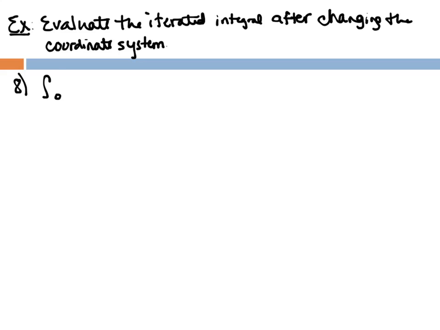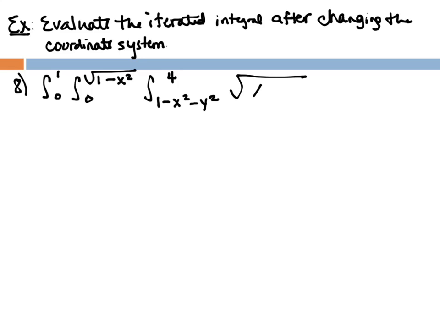So the original integral goes from 0 to 1, and then 0 to the square root of 1 minus x squared. Sorry, it's supposed to be a minus, not a plus. Minus here. And then the integral from 1 minus x squared minus y squared to 4 of the square root of x squared plus y squared dz, dy, dx. Got all the details there.